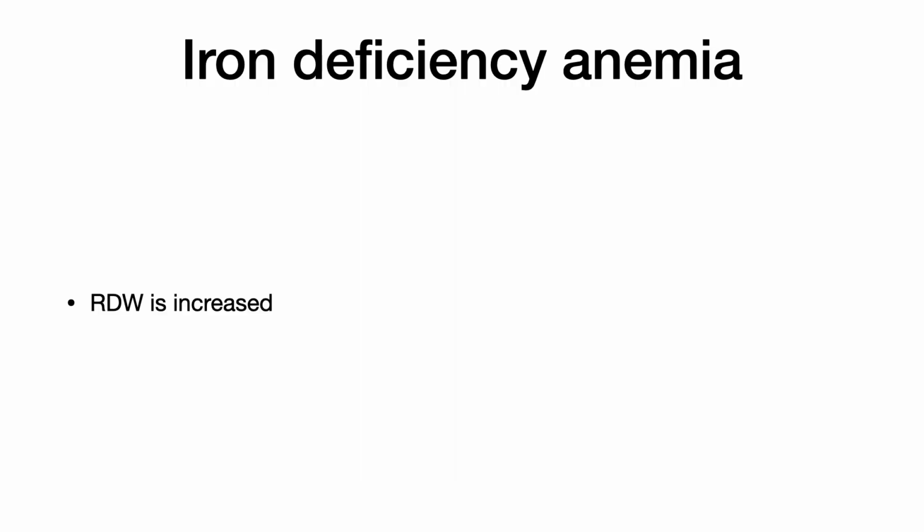So, random little point, sorry, but just remember, with iron deficiency anemia, one characteristic feature that can help in the differential diagnosis of other anemias, especially those with a low MCV, is that the RDW is increased.